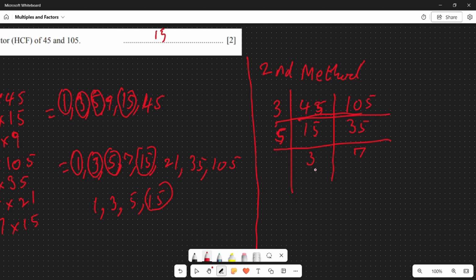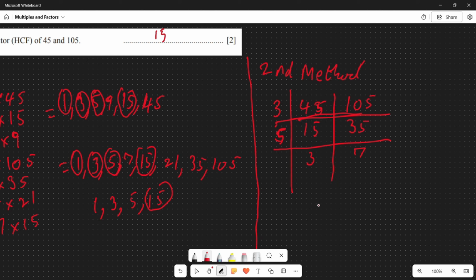And then after this, notice that there's no other number that can divide both 3 and 7 without giving a remainder. So we stop here, and then we'll say that the highest common factor of 45 and 105 will be 3 times 5, which is the same thing as 15.